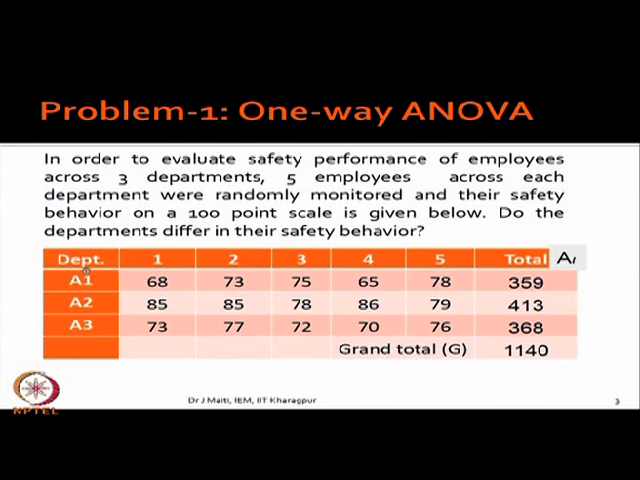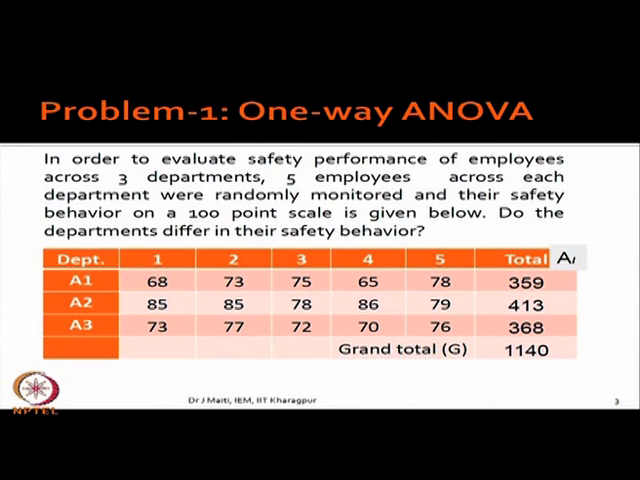Now, the data points: you see that there are 3 departments, A1, A2, A3. For each department we have collected 5 data points, 1 to 5, and these data are 68, 73 like this. Now, we will see the details of one-way ANOVA with respect to this data set. If you make the total across A1, the total score on safety behavior is 359, across A2 it is 413, and across A3 it is 368, and the grand total is 1140.